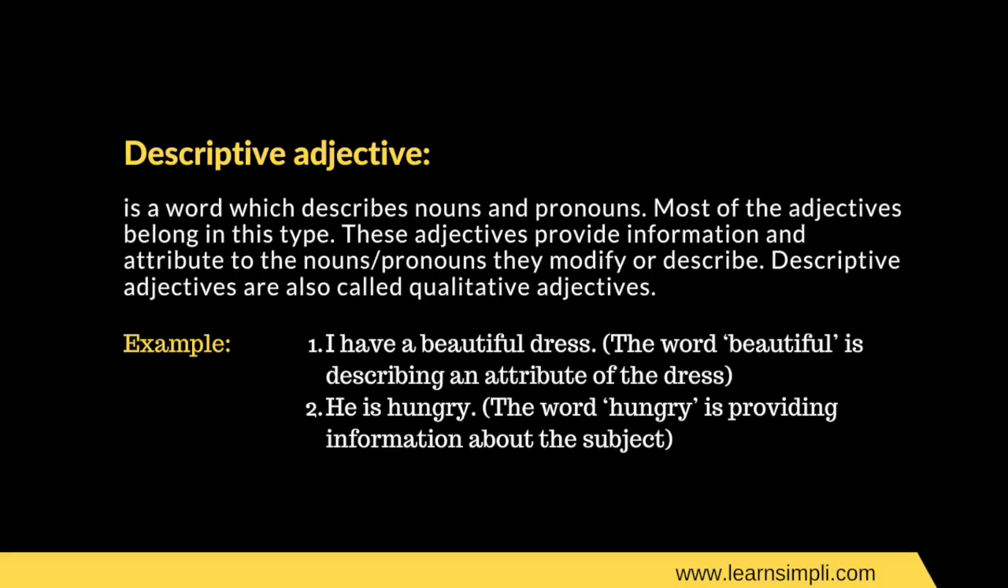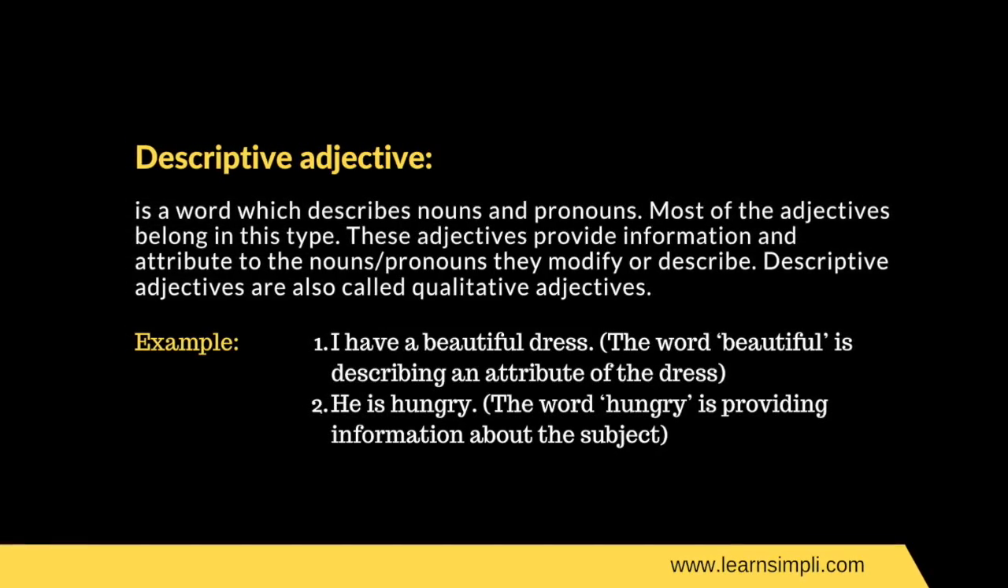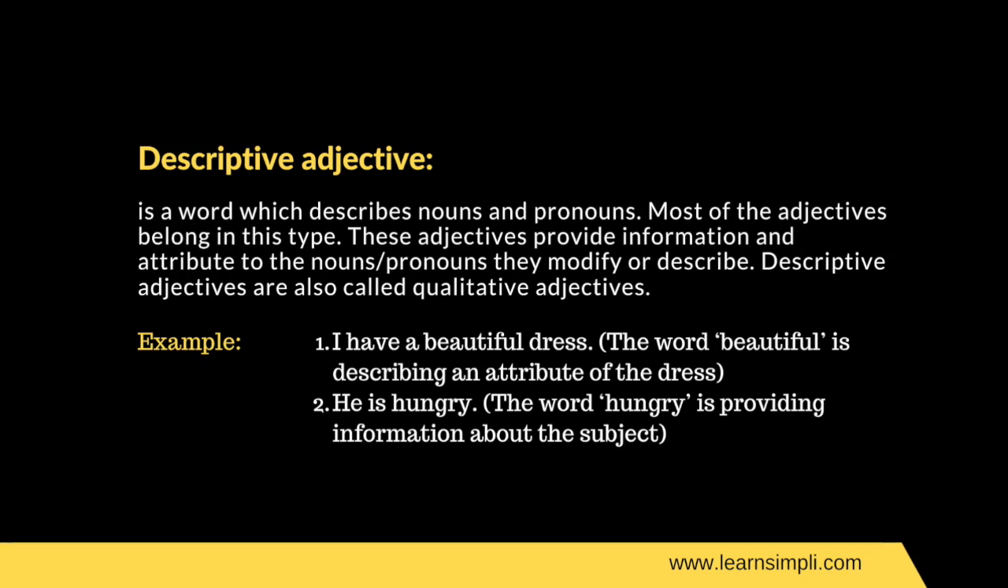Example: I have a beautiful dress. The word beautiful is describing an attribute of the dress. He is hungry. The word hungry is providing the information about the subject.